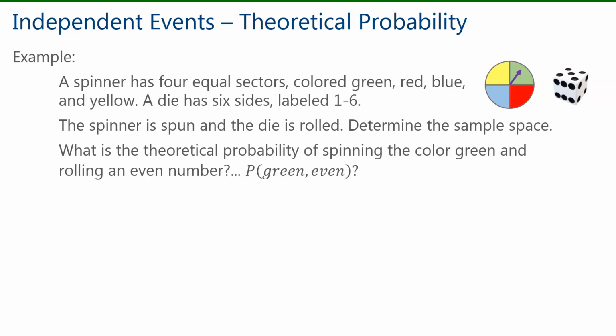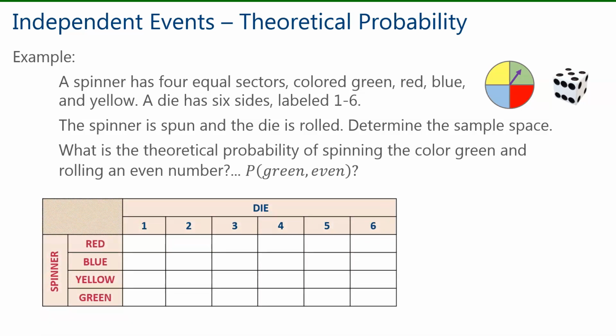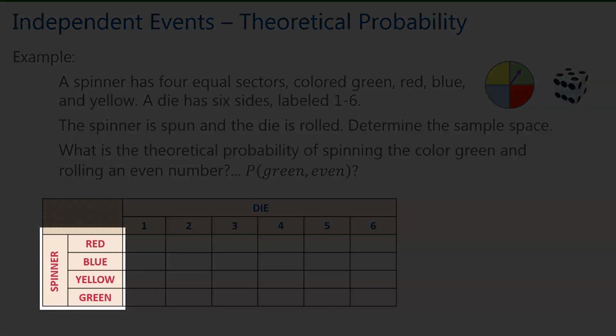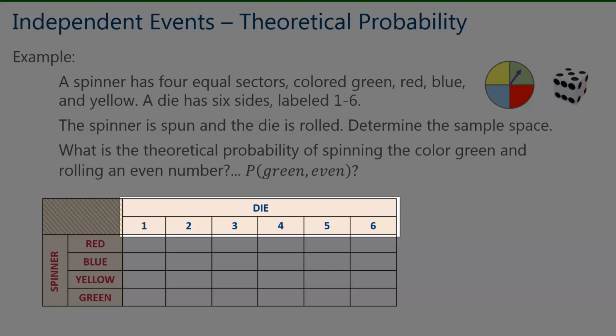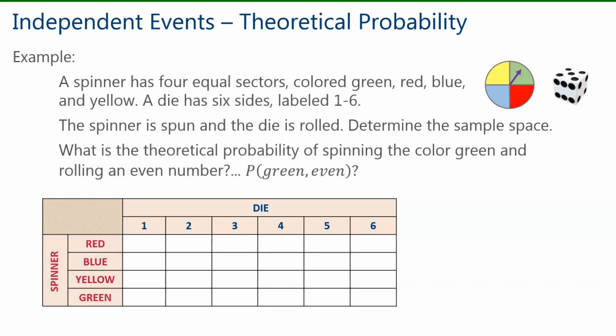Our first event is the spinning of the spinner. Our second event is the rolling of the die. To obtain our sample space, we are going to use a table. And remember, the sample space gives us all of the possible outcomes. I have the spinner possibilities put on the left, red, blue, yellow, green, and I have the die possibilities listed at the top, 1 to 6.